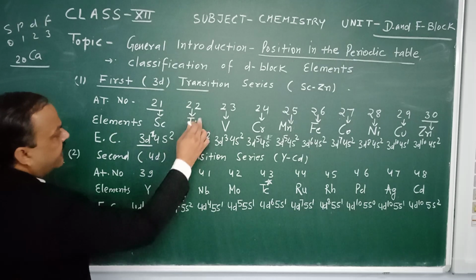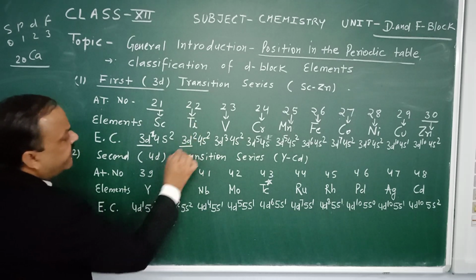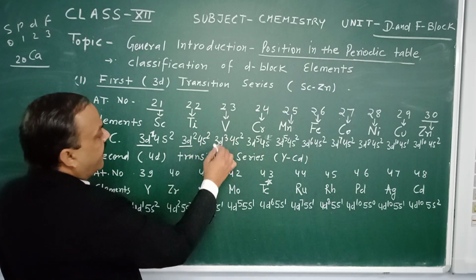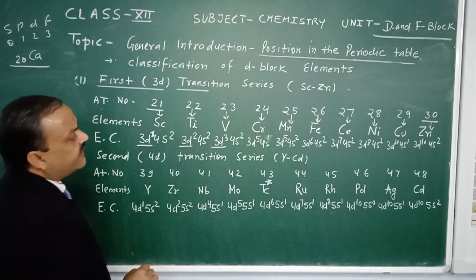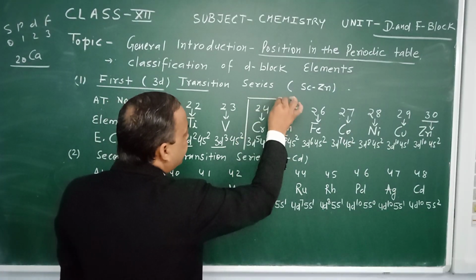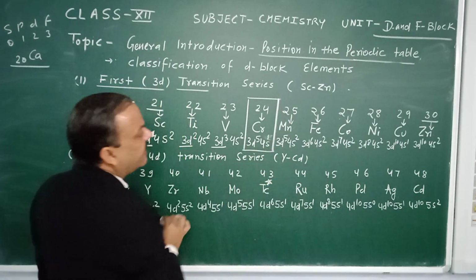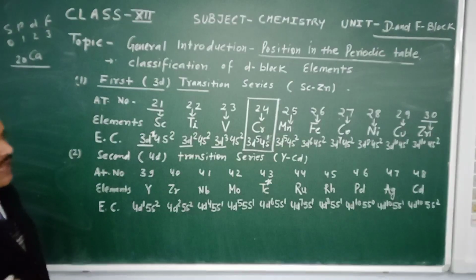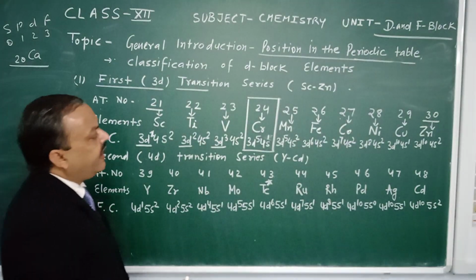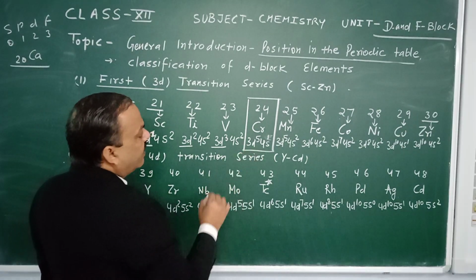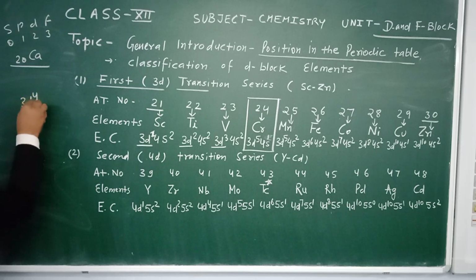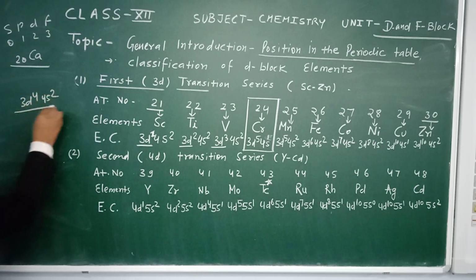Then in titanium, in continuity, the second electron goes in the d subshell, it is 3d2. In vanadium, the third electron, it is 3d3. Now chromium is not following the order. If we fill the electrons according to the given order, then the electronic configuration of chromium should be 3d4 4s2.